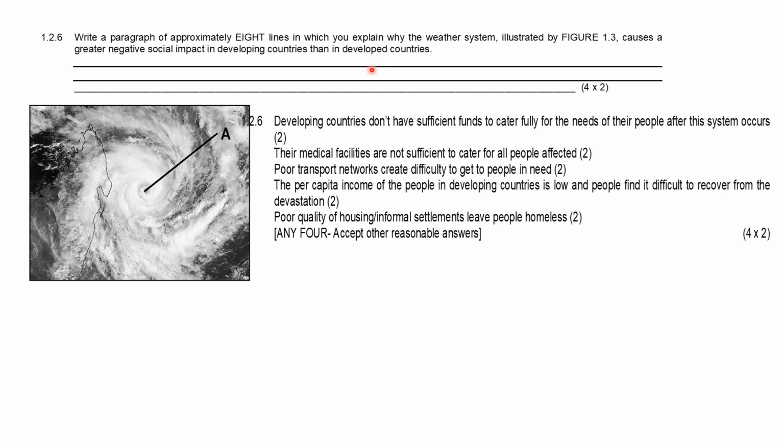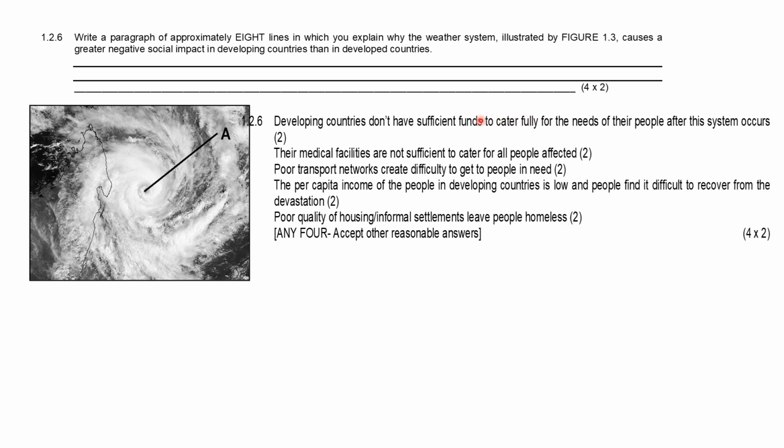So obviously our poor countries are going to be affected more by our tropical cyclone. Remember, our tropical cyclone brings a lot of heavy rainfall, strong winds, thunderstorms, et cetera. So our developing countries will be affected more because, number one, from my memo, developing countries do not have sufficient funds. Remember, these are poor countries. They do not have sufficient funds to cater fully for the needs of their people after the system has occurred.